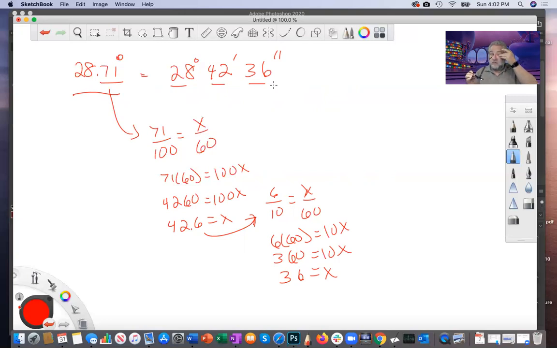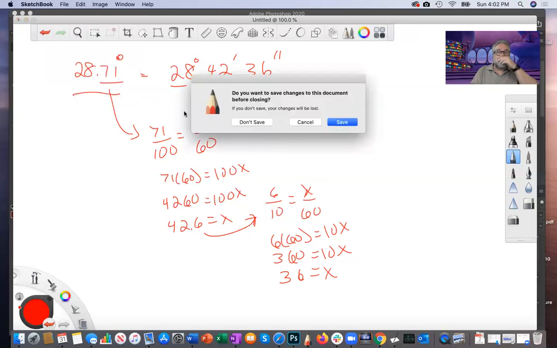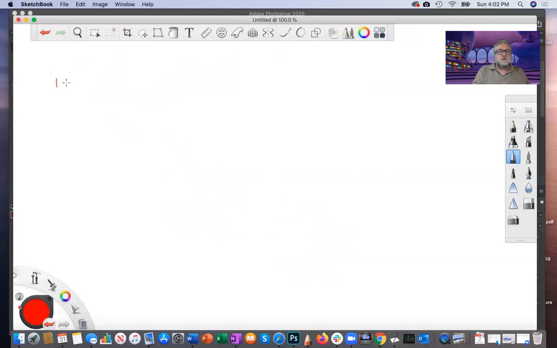And so you're going to have some problems about converting to these, and I need you to be good at that. I don't consider these a very difficult problem to do. You just need to follow the steps, and you need to practice, and that means do the homework, okay? So convert to degrees, minutes, and seconds. That's important.